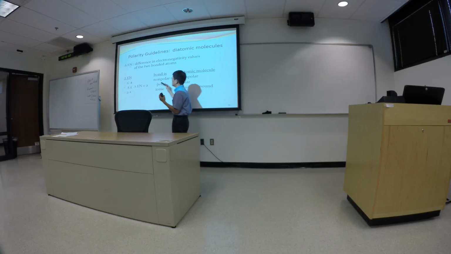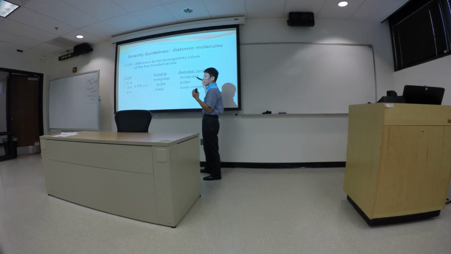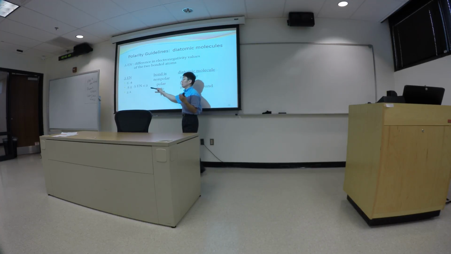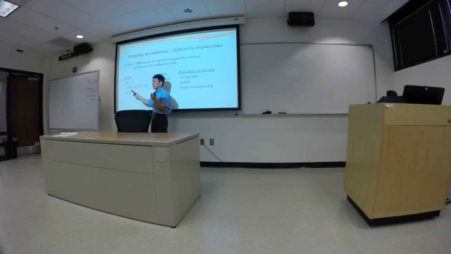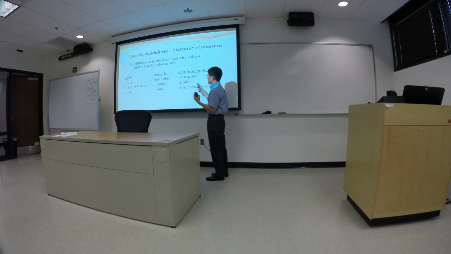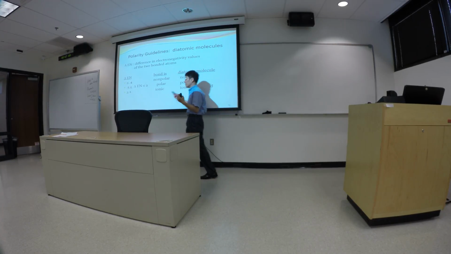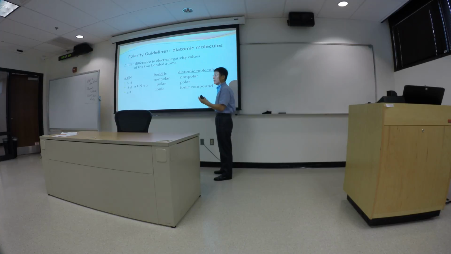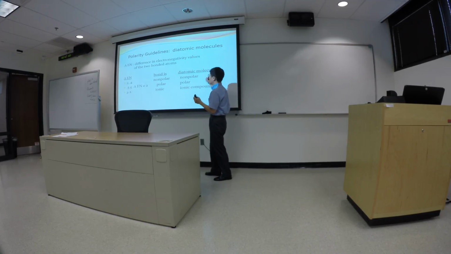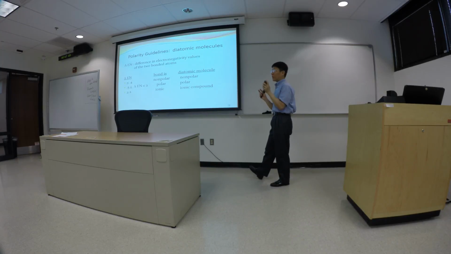If the difference is equal or less than 0.4, then we say the bond is nonpolar, the molecule is nonpolar. Now, if the difference is within this range, equal or greater than 0.5 and less than 2, we say the bond is polar, the molecule is polar. If the difference is equal or greater than 2, we say the bond is ionic, the compound is ionic. So this is how we determine the polarity for a diatomic molecule. For a diatomic molecule, if you have a polar bond, you have a polar molecule.